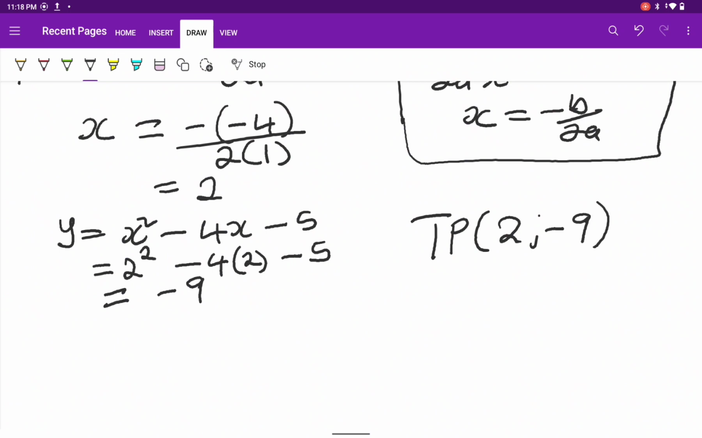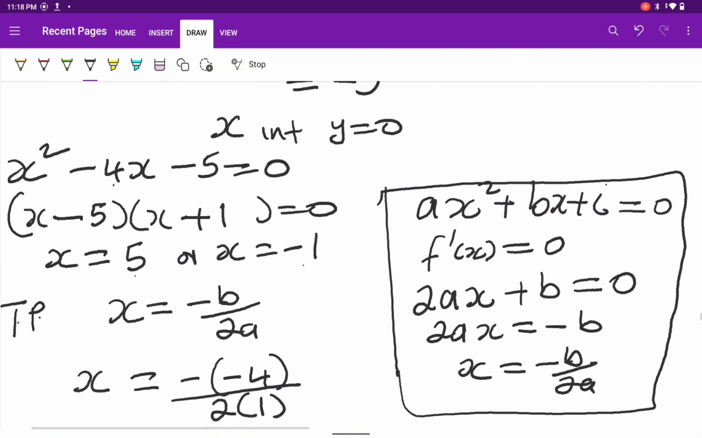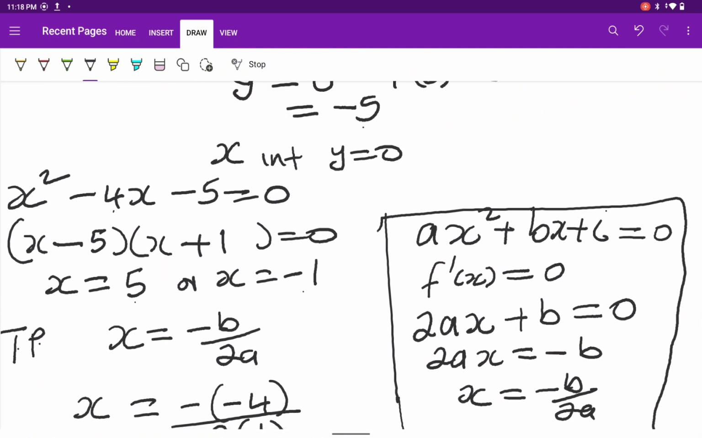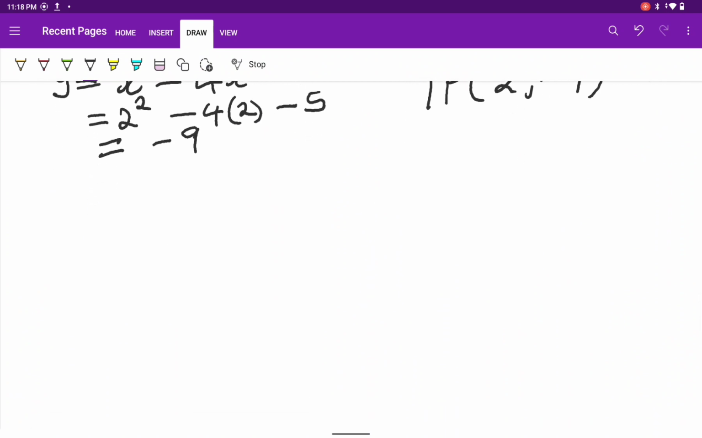Now we know where our graph is going to turn. We have our intercepts. We said that our x-intercepts are 5 and negative 1, and the y-intercept, we said, is negative 5. So it means we have all the tools that we need to draw our graph. So let's now draw our graph.